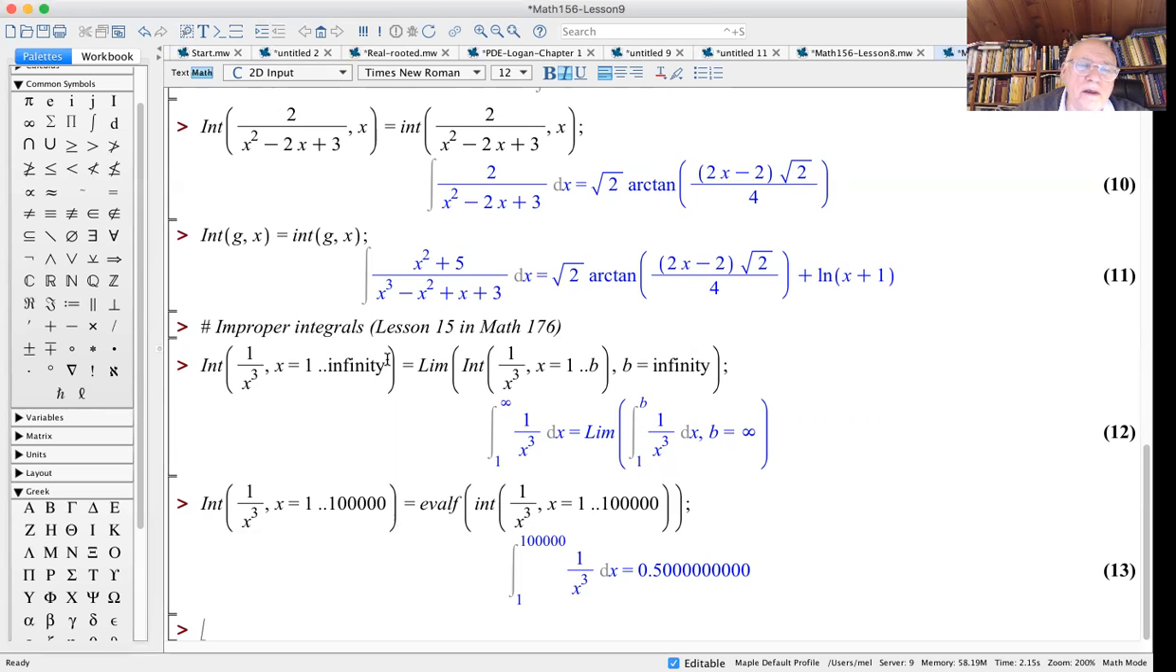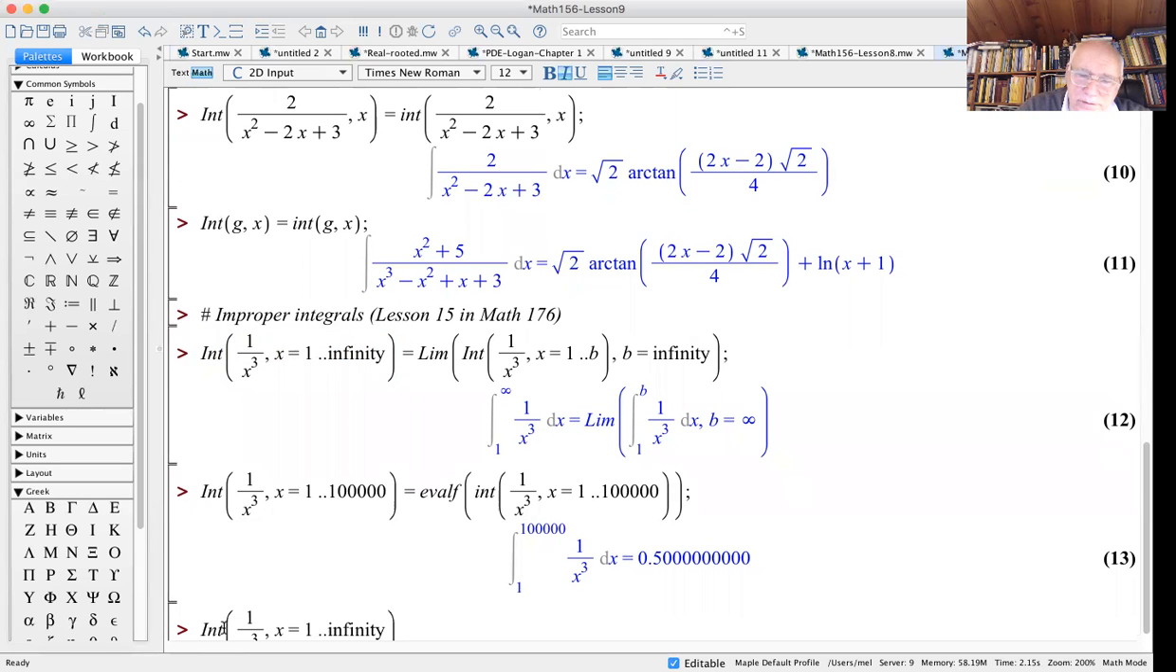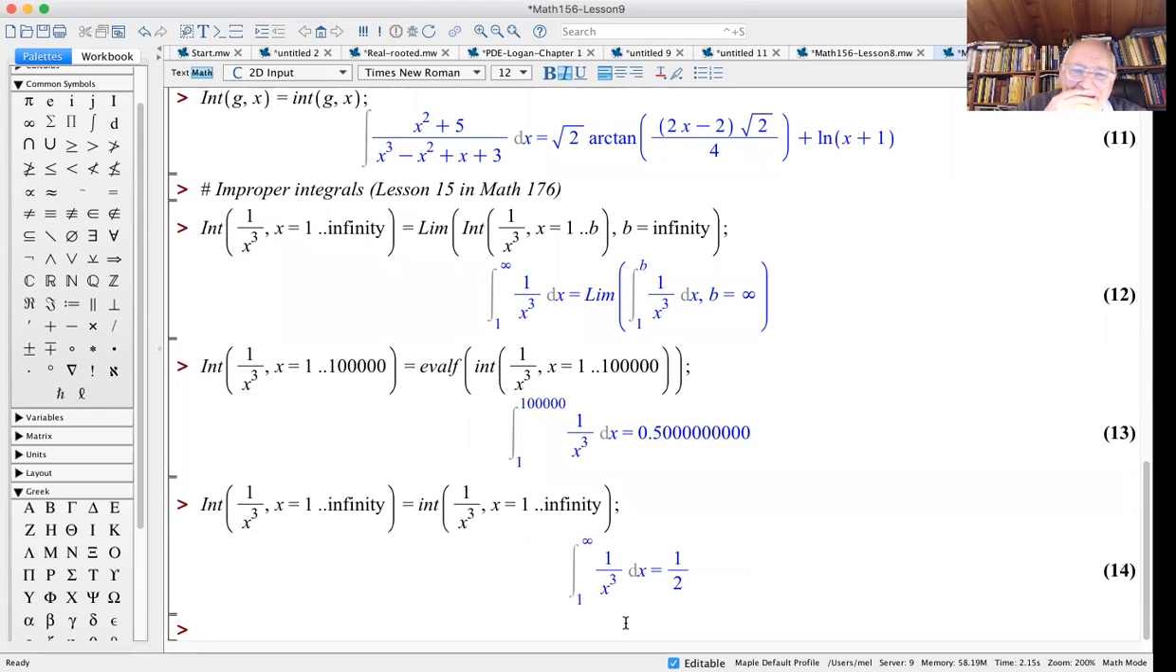But of course, Maple can just automatically calculate these improper integrals. And it tells you the improper integral is a half. So the definition of the improper integral is this limit, and you calculate it by computing the limit, but Maple does it all for you. I mean, that's why we have Maple, it's pretty good.